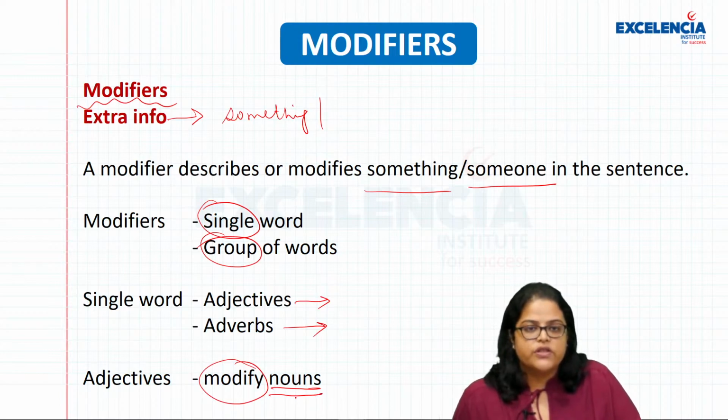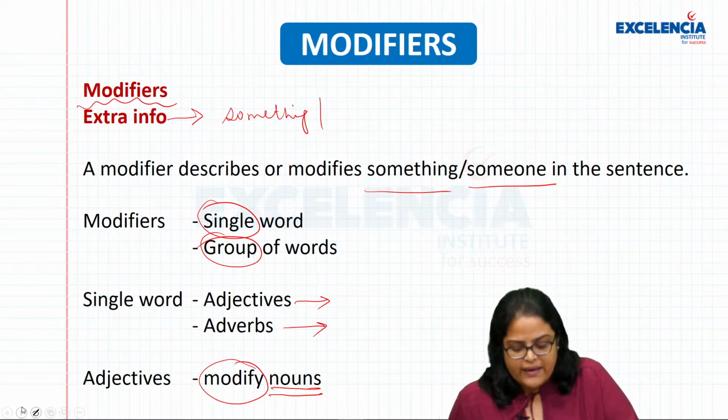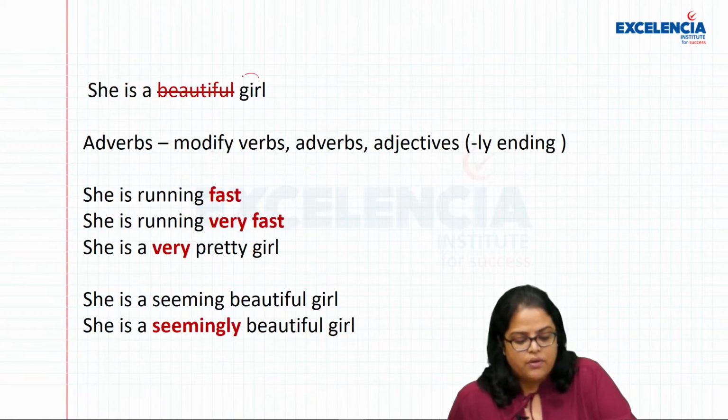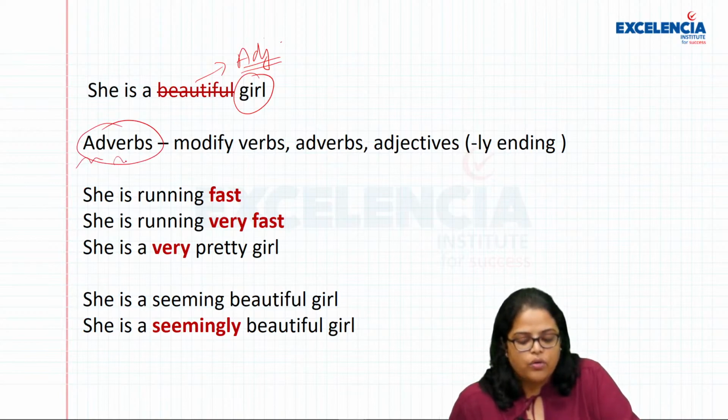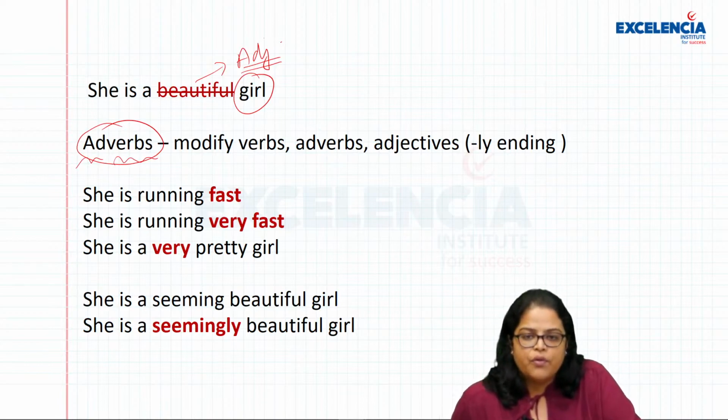So if I'm saying she's a tall girl, tall is a modifier describing the girl. If I say this is a blue house, blue is a modifier describing the house. Yes? So any word which describes a noun is a single word modifier called an adjective. What are adverbs? By the name itself, they're adding on to verbs. Can anyone give me an example of an adverb apart from the one that is written here?